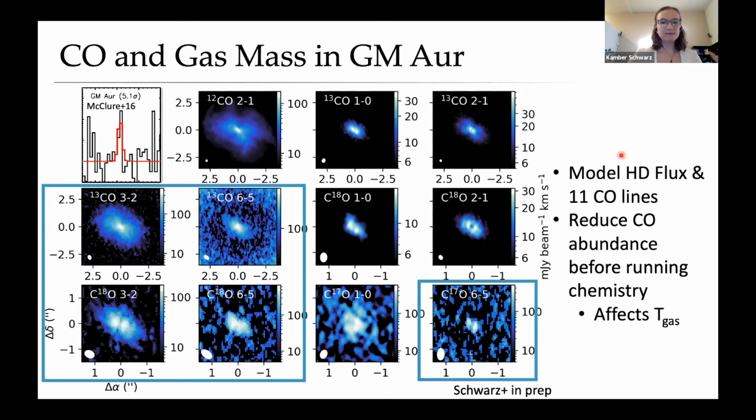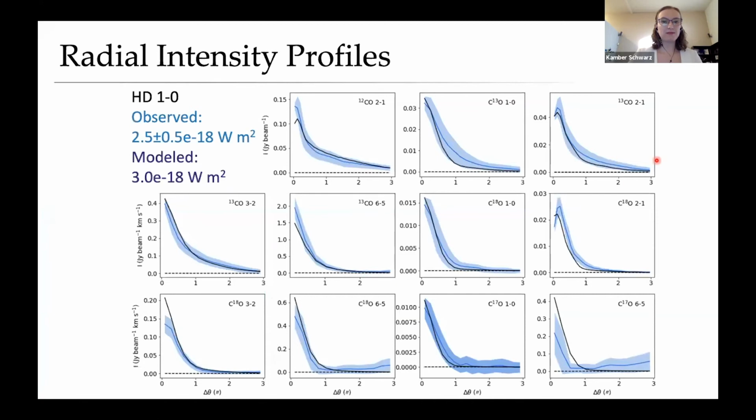So this is still preliminary work, but I want to show you a couple of the initial results. This is our best fit model so far, showing the radial profiles. Black lines show models and blue lines show data. We're getting a total HD flux of 3 times 10 to the negative 19 watts per meter squared, compared to an observed flux of 2.5 times 10 to the negative 18.